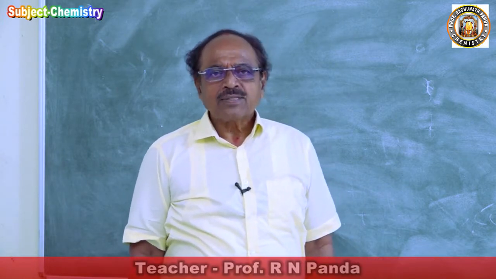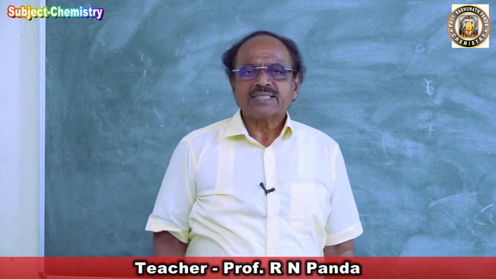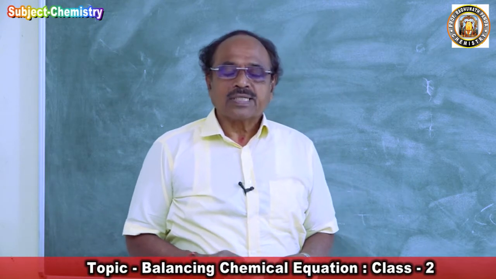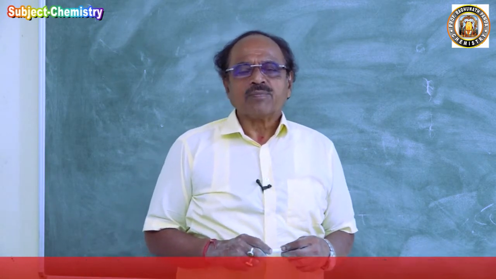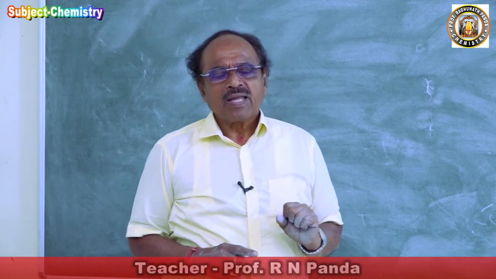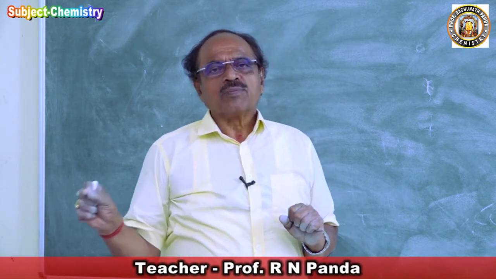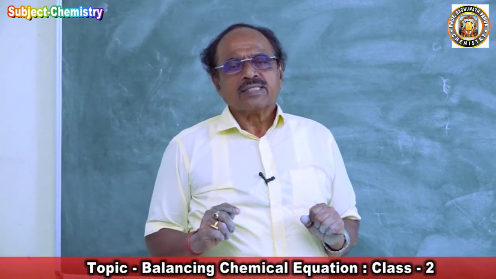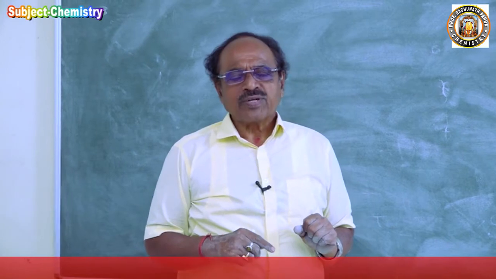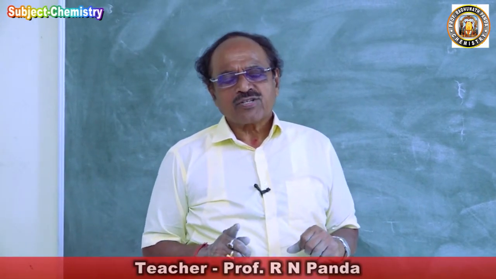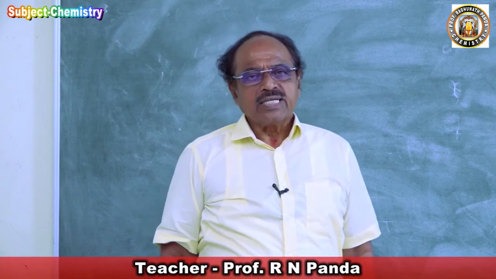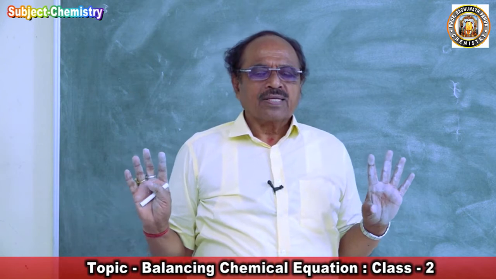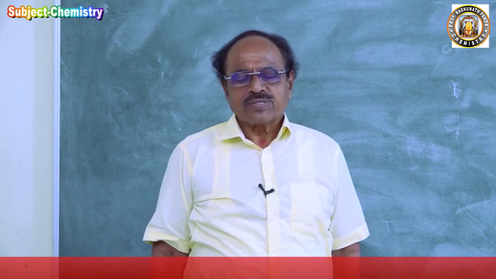The second example I have taken to explain how to write the balanced chemical equation: nitrogen reacts with hydrogen to form ammonia. Nitrogen is N, hydrogen is H, and ammonia is NH3. This is a skeleton equation. Now 3 atoms of hydrogen are there, so I multiply the hydrogen by 3: N plus 3H gives NH3. So this is my atomic equation. Now I have to put it in balanced chemical equation form.